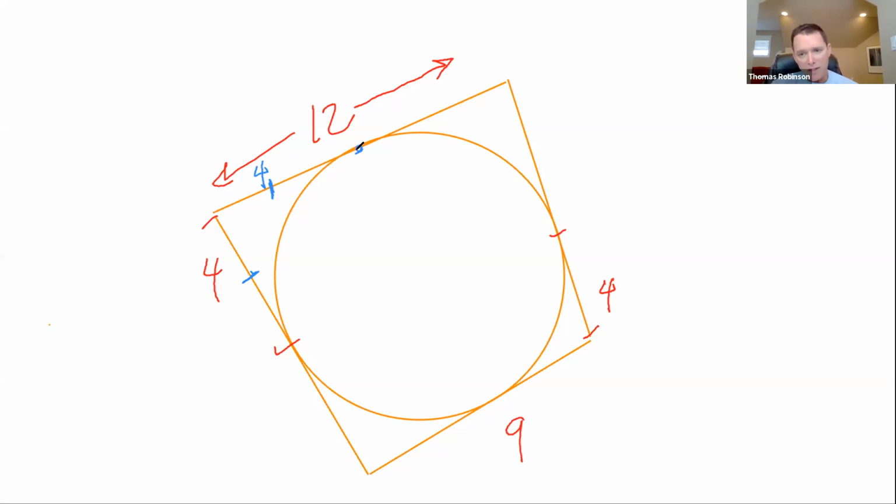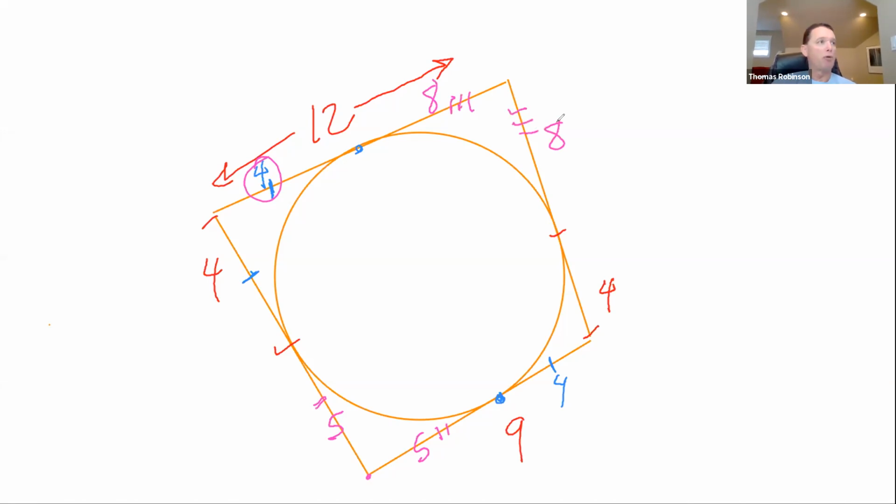Similarly, if this is 4, that's 4 also. But then things get kind of interesting, because if that's 4, this has to be 5, right, to make 9? Which means if that's 5, this is 5. Those have to be congruent. I'll put 2 marks here. They've got to be congruent. And then if this is 4 up here, this has to be 8 to make 12. But this is congruent to this, so this has to be 8.